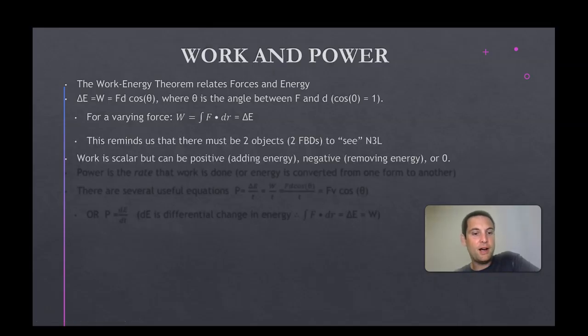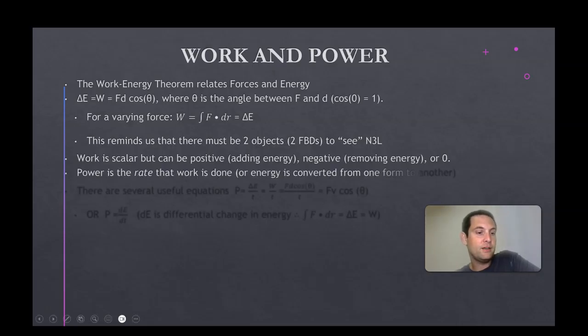Work is a scalar, but can be positive or negative. If it's positive, then we're adding energy to the system. If it's negative, we're removing energy. Or there's just zero work. If cosine 90 is what we're working with between F and D, then there's zero work being done.